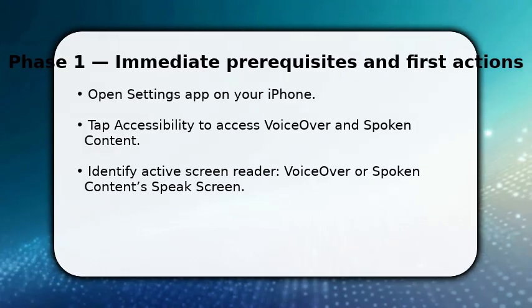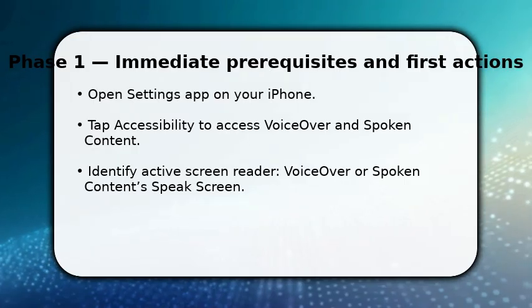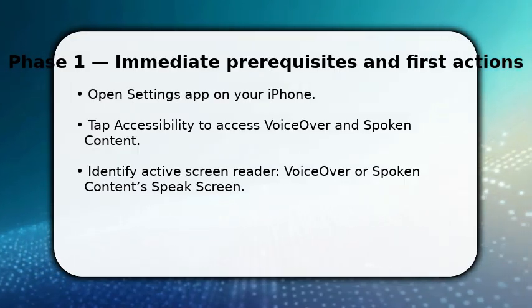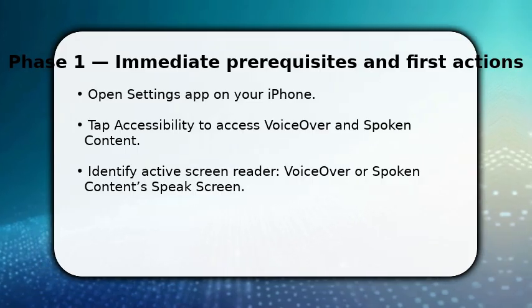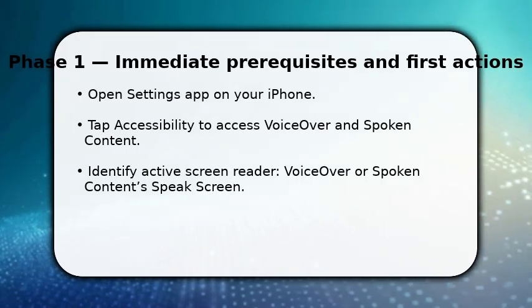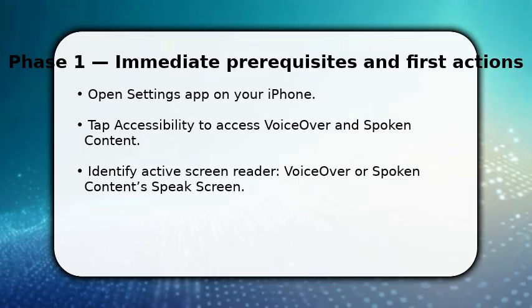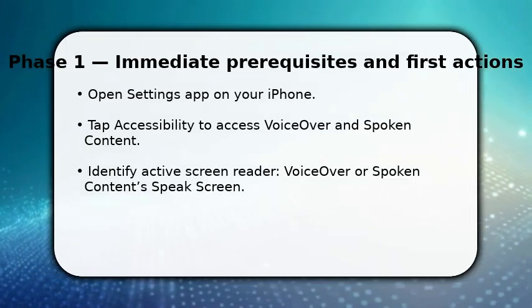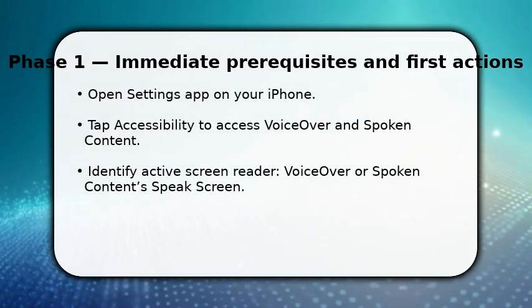You start by opening Settings and going straight to Accessibility. This is where iPhone groups screen readers. Tap Accessibility, then scan for VoiceOver at the top or spoken content below. You do this because VoiceOver modifies gestures and Speak Screen plays selections aloud.